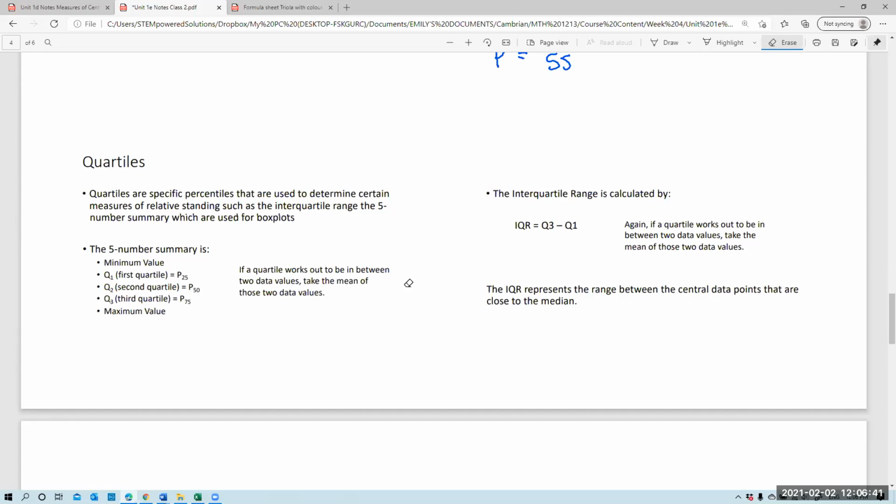The interquartile range is calculated as IQR equal to the third quartile minus the first quartile. Again, if a quartile works out to be in between two data values, take the mean of these two data values. The interquartile range represents the range between the central data points that are close to the median.